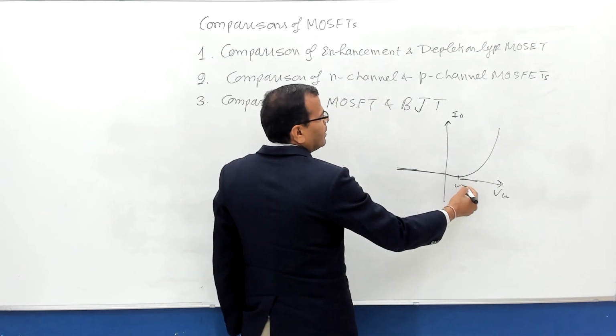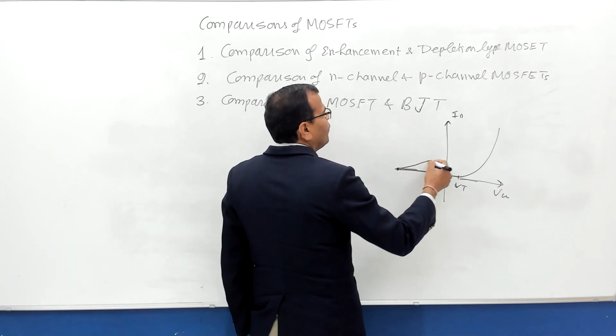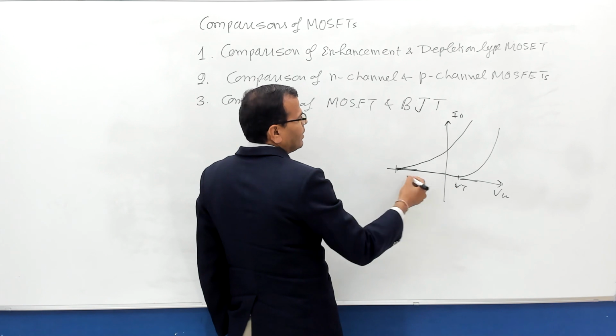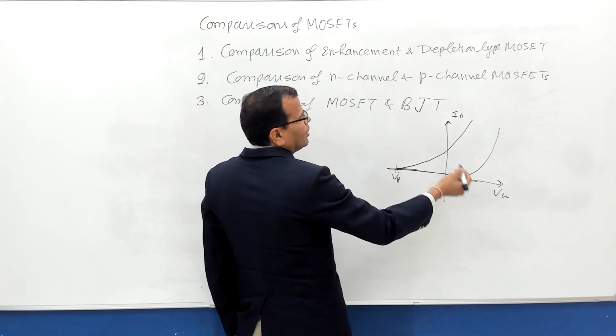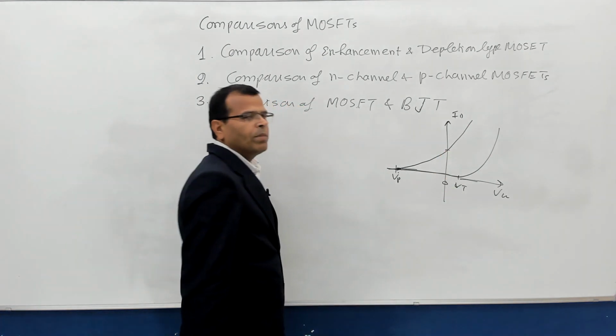So the current is almost zero below threshold voltage, whereas in case of depletion type MOSFET, drain current exists even when gate to source voltage is negative, that is up to pinch off voltage. So even when VGS is not positive, drain current will be existing. That is one basic difference.